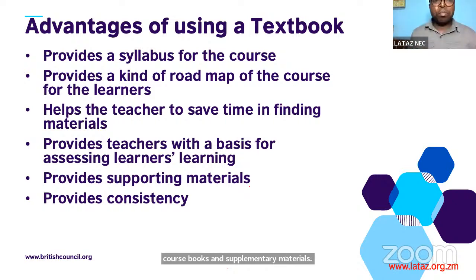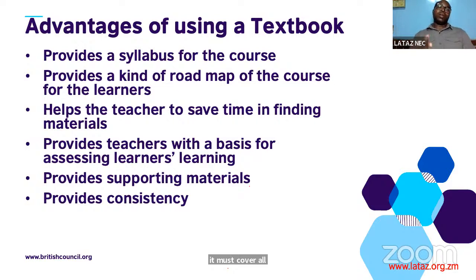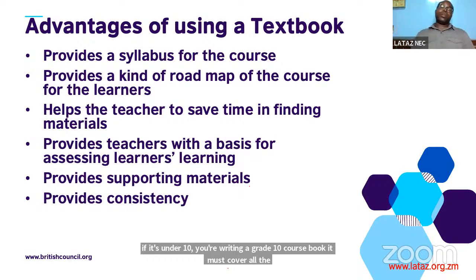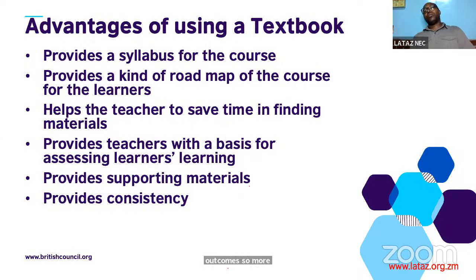So for a book to qualify to be a course book, it must cover all the competencies or all the outcomes. For the current syllabus, it must cover all the outcomes from the start to the end. So if you're writing a grade 10 course book, it must cover all the outcomes in composition, listening and speaking, comprehension, and all the structures. So if it's a well-written course book, it will actually act as a syllabus. You can use it as if it's a syllabus.